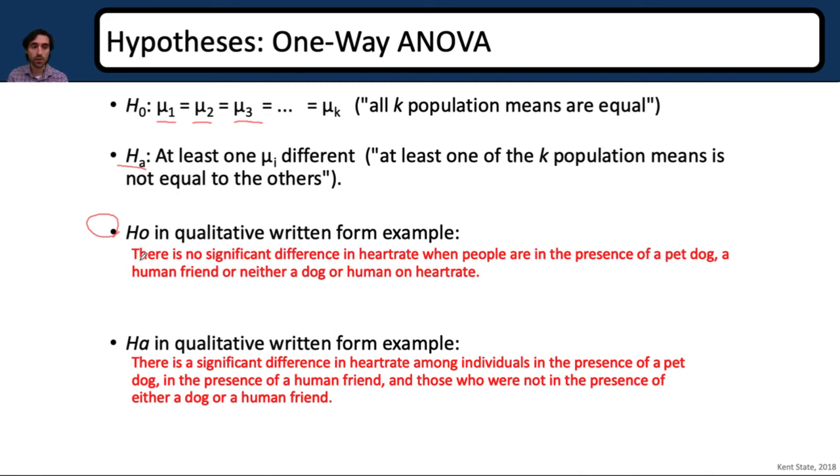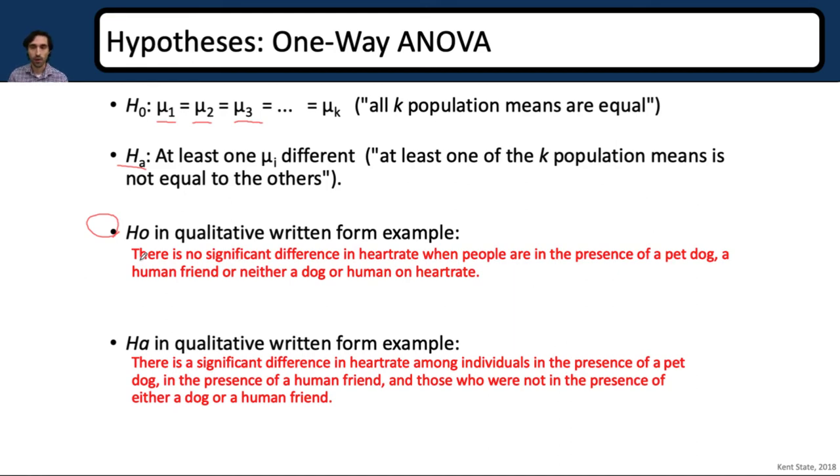So for the null hypothesis, there's no significant difference in heart rate when people are in the presence of a pet dog, a human friend, or neither a dog or human. The alternative to that is there is a significant difference in heart rate among individuals in the presence of a pet dog, in the presence of a human friend, and those who were not in the presence of either a dog nor a friend. Sad.